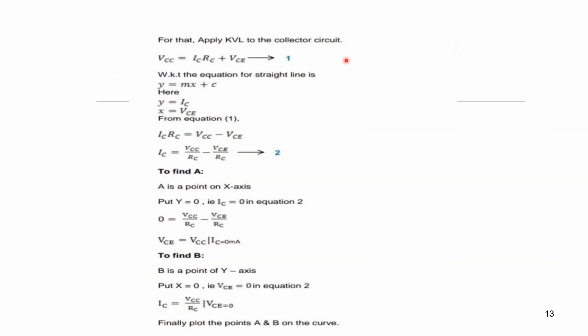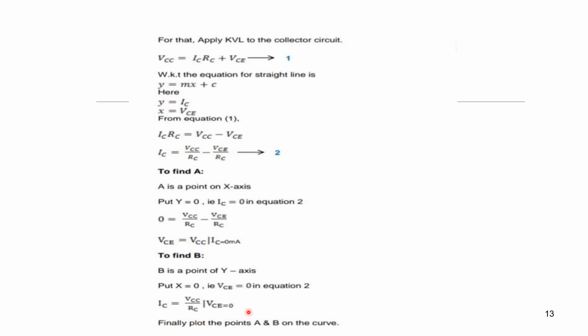See, for the collector circuit, VCC is equal to ICRC plus VCE. From this, IC is equal to (VCC minus VCE) by RC. So we know that basic equation. To get the point on the x-axis, put y equal to 0, that is IC equal to 0, and the x-axis point is VCE equal to VCC at IC equal to 0. To get the point on the y-axis, put x equal to 0, that is VCE equal to 0.